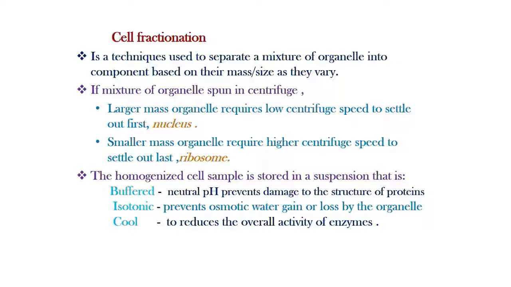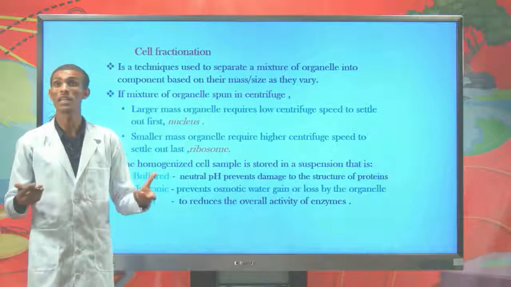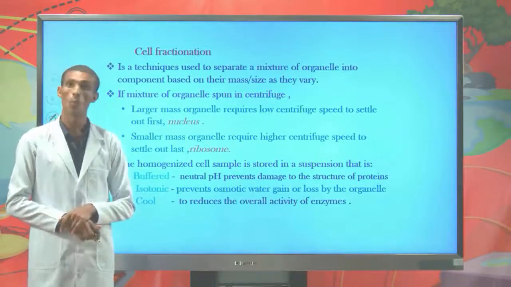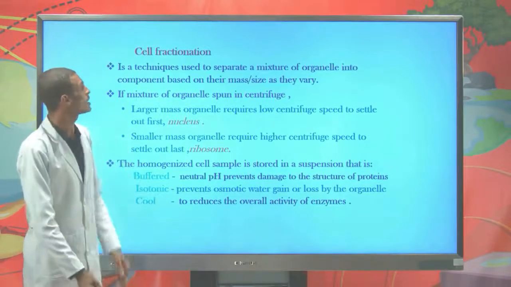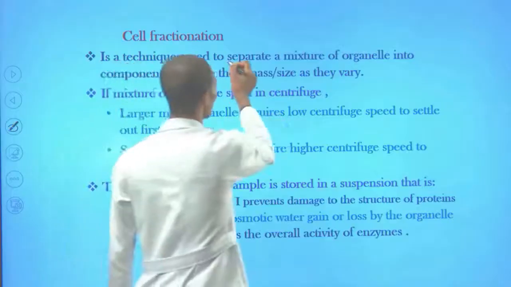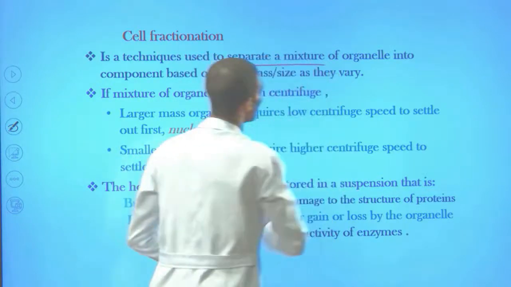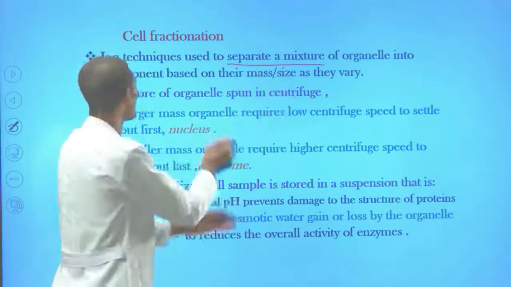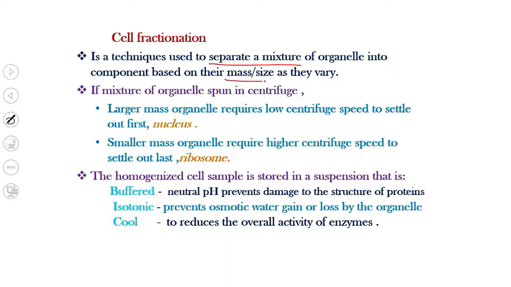Well done, student. Another very important activity that biologists undertake, to find which organelle is what and what they perform, is the technique of cell fractionation. Cell fractionation is a technique that is very important when a sample of organelles found together needs to be separated into components based on their mass, size, or density, as they all have a mass difference and a size difference.